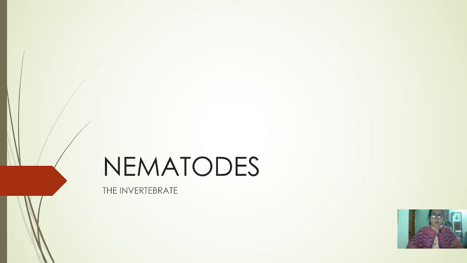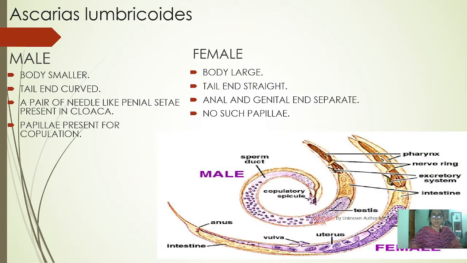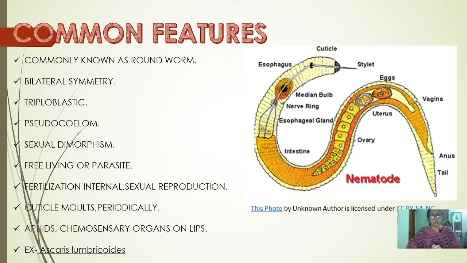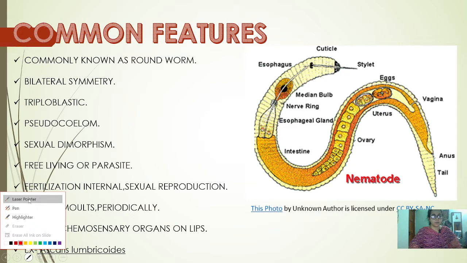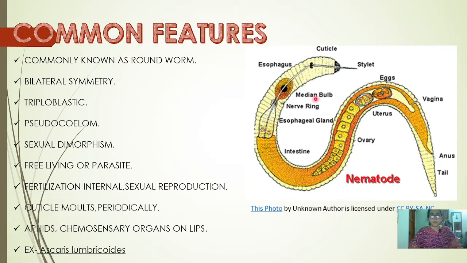In this part of the video, we are going to discuss the nematodes. What are nematodes? Commonly, an example is the roundworm. You can see that this is an example of the roundworm, and you can see here how they look.